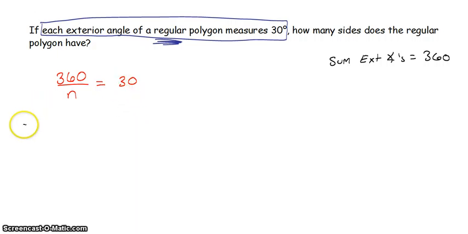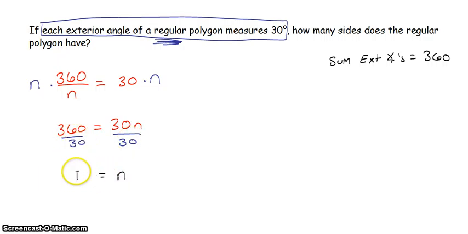From here it becomes an algebra problem. Since n is in the denominator, we can't simply multiply by 360, because that's the numerator. A two-step process here would be to first multiply both sides by n. That would leave you 360 degrees on the left-hand side, and 30n on the right-hand side. Second step would be to divide by 30 on both sides, and it would tell you that n is equal to 12.